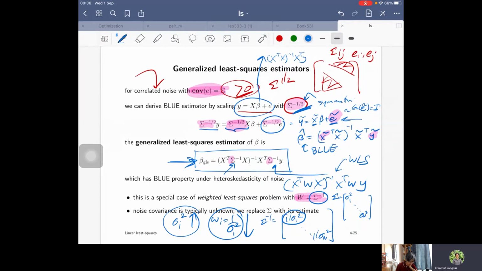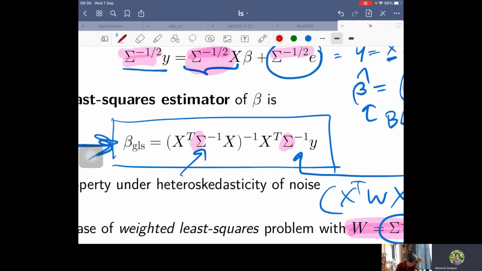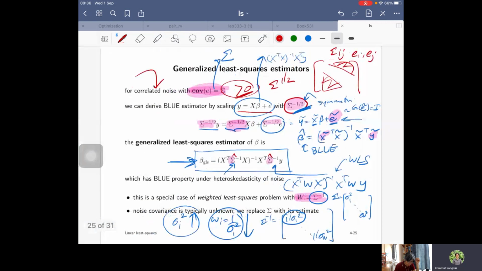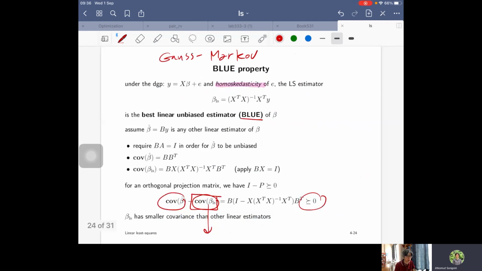Of course, in practice, you don't know the covariance Sigma. The noise is never known, right? That's why, if you have some information about the noise covariance, you can replace it in the formula with its estimate. That is all about generalized least squares and the BLUE property of the least squares estimator.